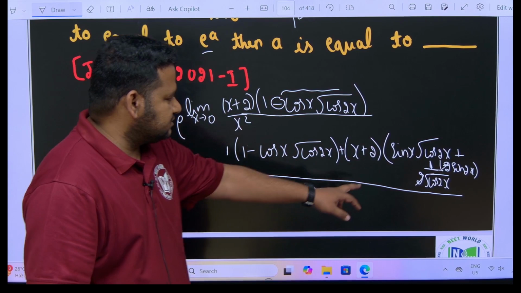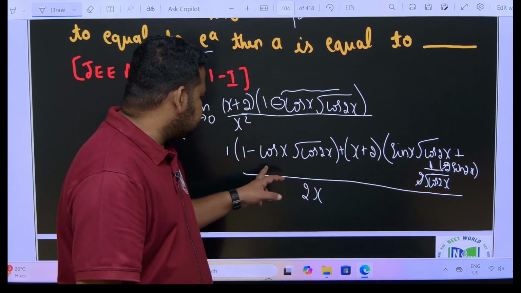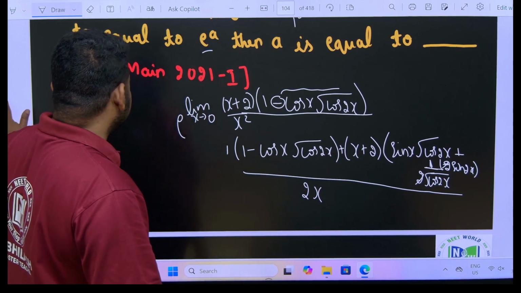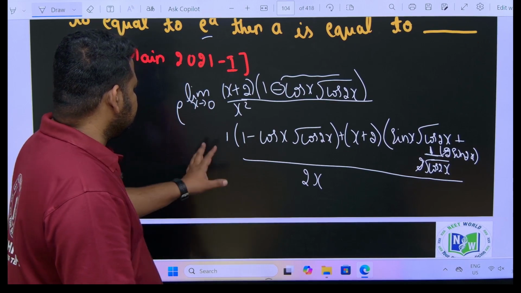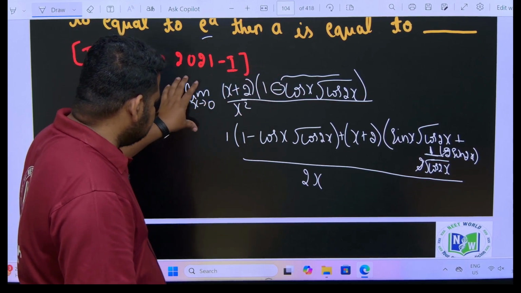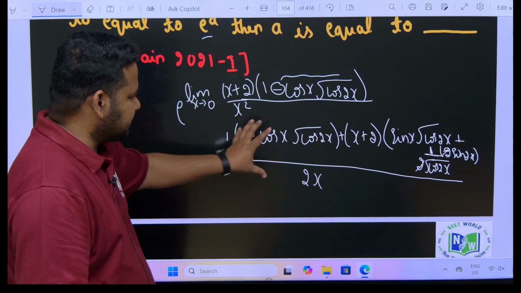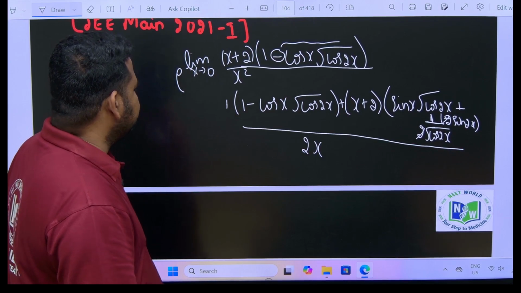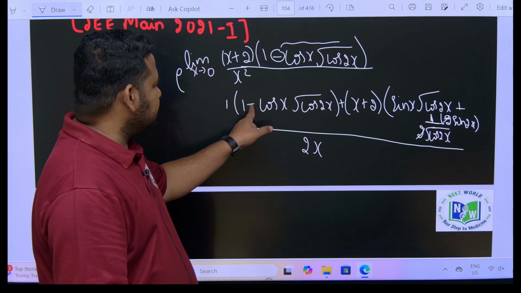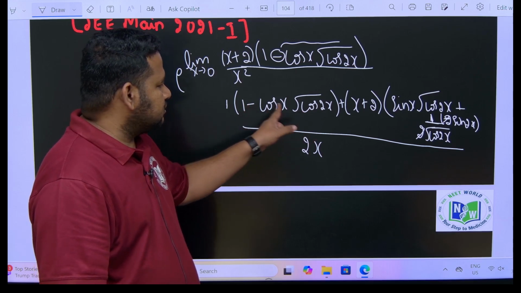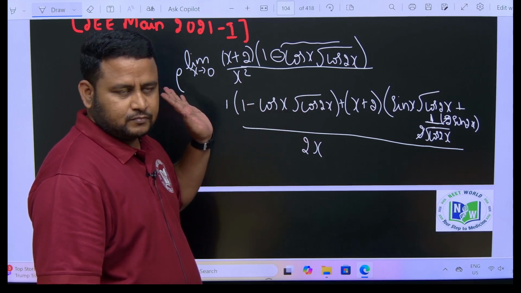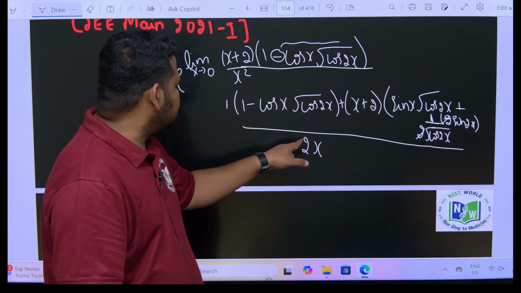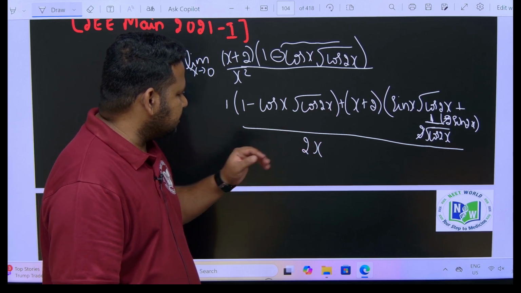Now look at this, friends. Look at this: 1 minus cos x cos 2x, plus x plus 2, this one. If I put x is equal to 0, I have taken only this value, I have not taken e to the power, just this value. So they have told 1 minus cos x cos 2x. If I put x is equal to 0, this will become 1 minus 1, that is 0, and the denominator will become 2 into 0, again 0 by 0. So let us see.